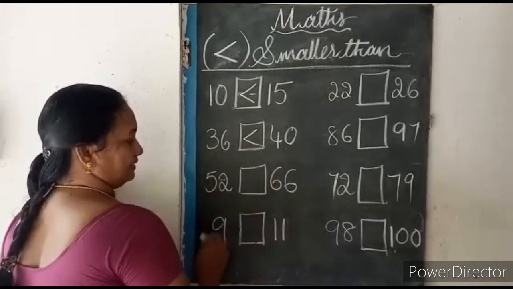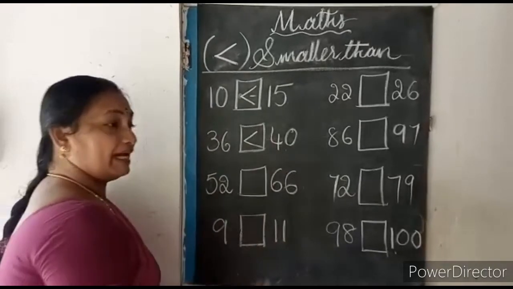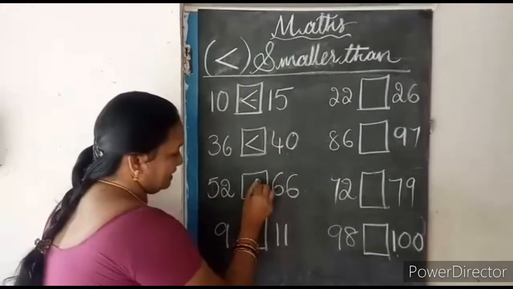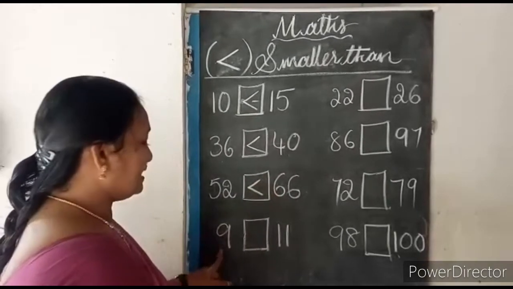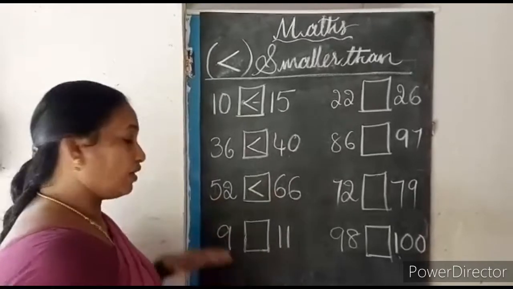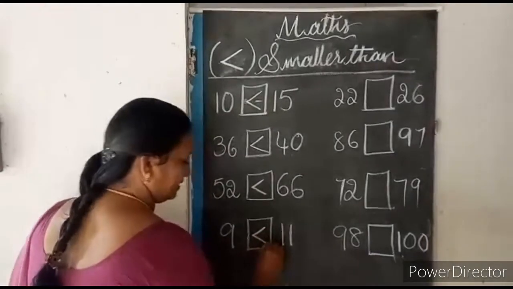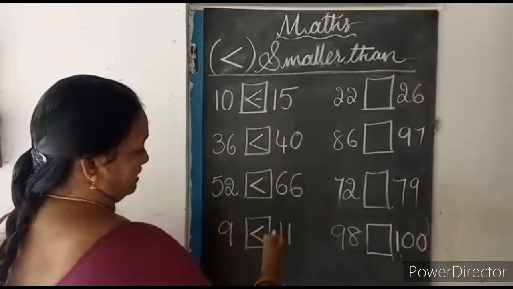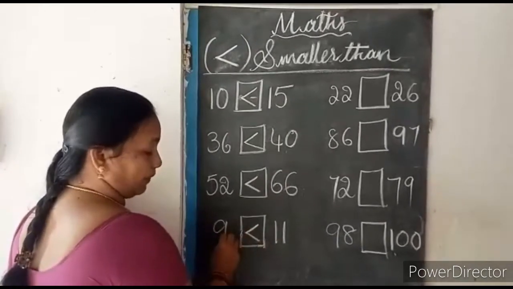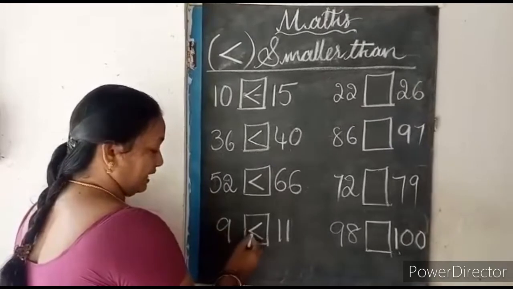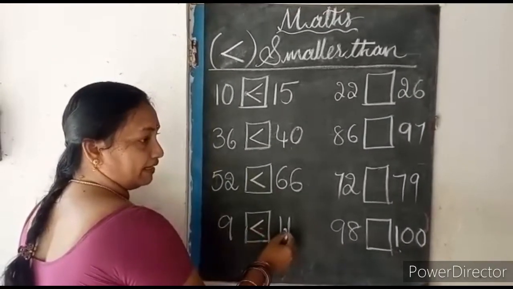Did you understand, children? Is 52 smaller than 66 or bigger than 66? It is smaller than 66. And is 9 smaller than 11 or bigger than 11? It is smaller than 11. So this sign is called the smaller than sign. And it should be closed when we are pointing at the smaller number, and it should be opened to the bigger number.